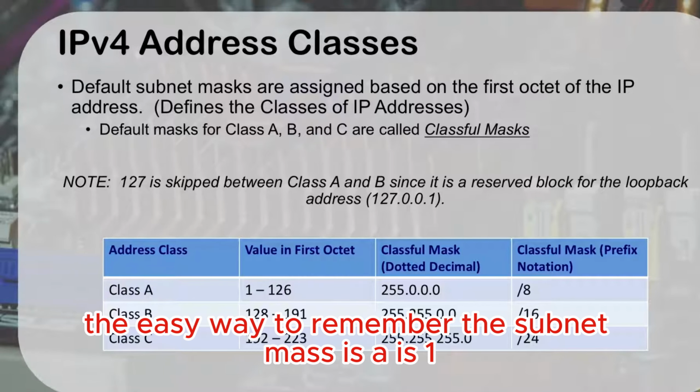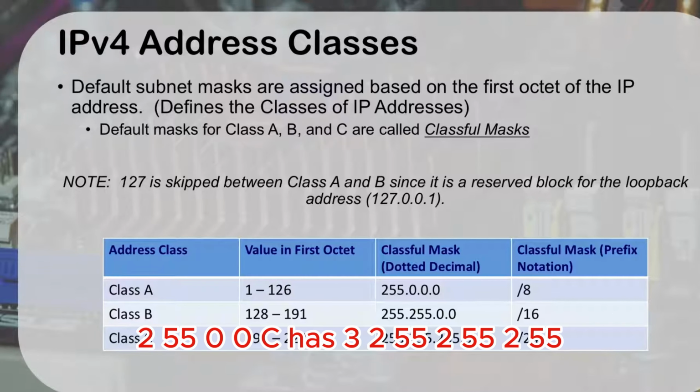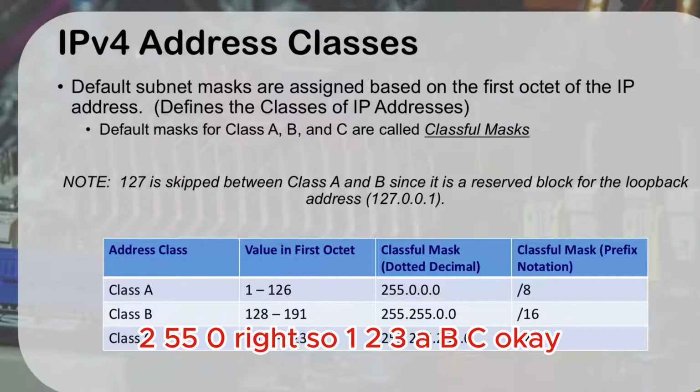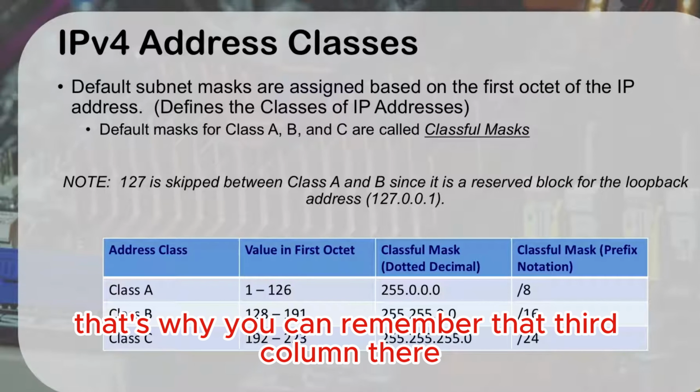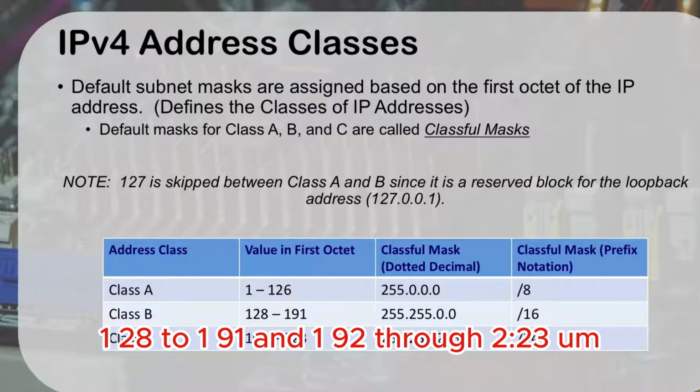The easy way to remember the subnet masks is A is 1, B is 2, C is 3. So A's have one 255, B's have two 255s, 255.255.0.0. C has three 255s, 255.255.255.0, right? So 1, 2, 3, A, B, C. Okay, that's how you can remember that third column there. But you do need to remember these numbers: 1 through 126, 128 to 191, and 192 through 223.